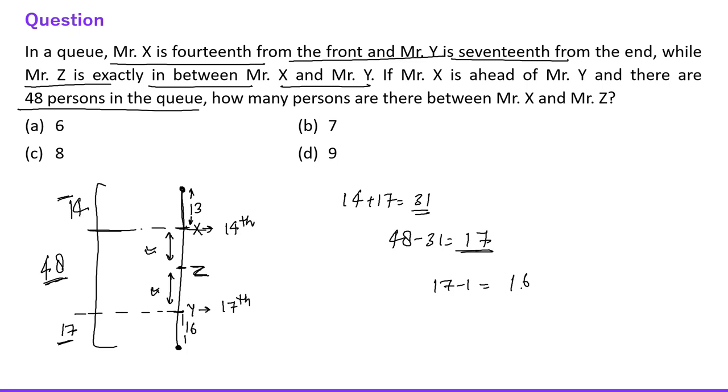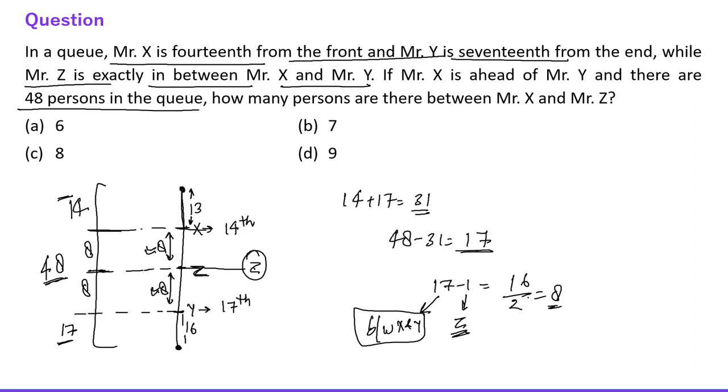So 8 students are here and 8 students are here and between them is Z, right? So this is 8 and this is 8. This one is Z, right? And this 17 is what? Between X and Y, right? Okay, fine. So the question is saying, how many persons are there between X and Z? So between X and Z, total 8 persons are there, right? This is the answer. This question is based on ranking concept, right?